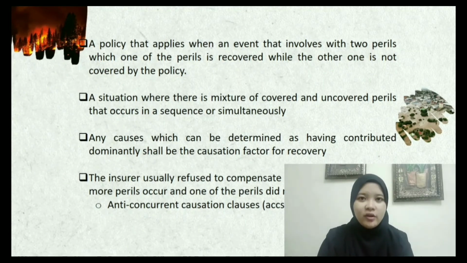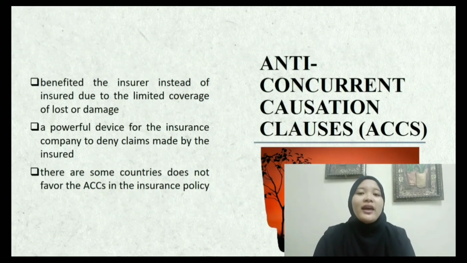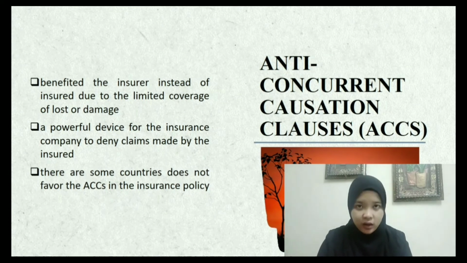So, what are anti-concurrent causation clauses? Okay, anti-concurrent causation clauses are a powerful device for the insurance company to deny liability to compensate or to pay for the loss suffered by the insured. How? Because this clause limits the liability or the coverage for the insurance company to compensate for the loss suffered by the insured.